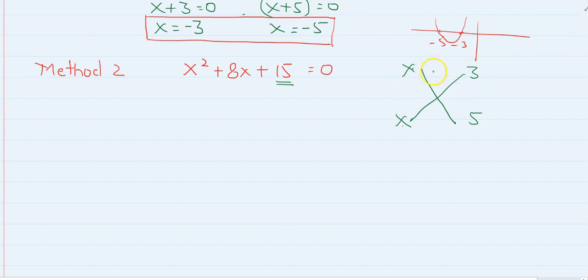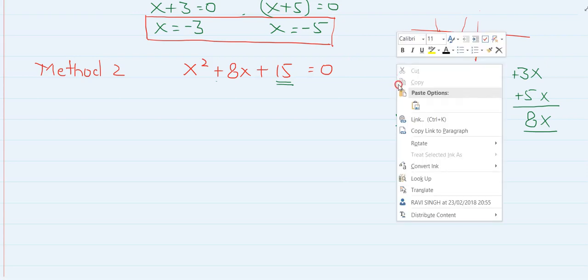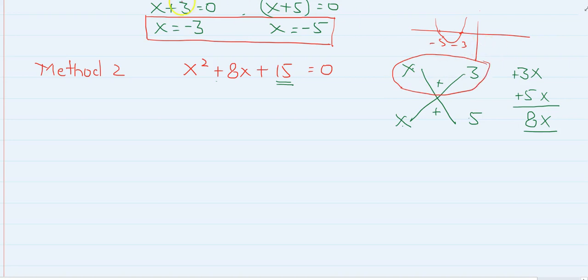So now if I multiply this x by 3, I will get 3x. If I multiply this x by 5, I will get 5x. And we need plus 8. So we have to add these two. 3x plus 5x, 8x. So I'm going to write here plus, and I'm going to write here plus, because both are plus. So now, the factors will be x plus 3 and x plus 5 is equal to 0.